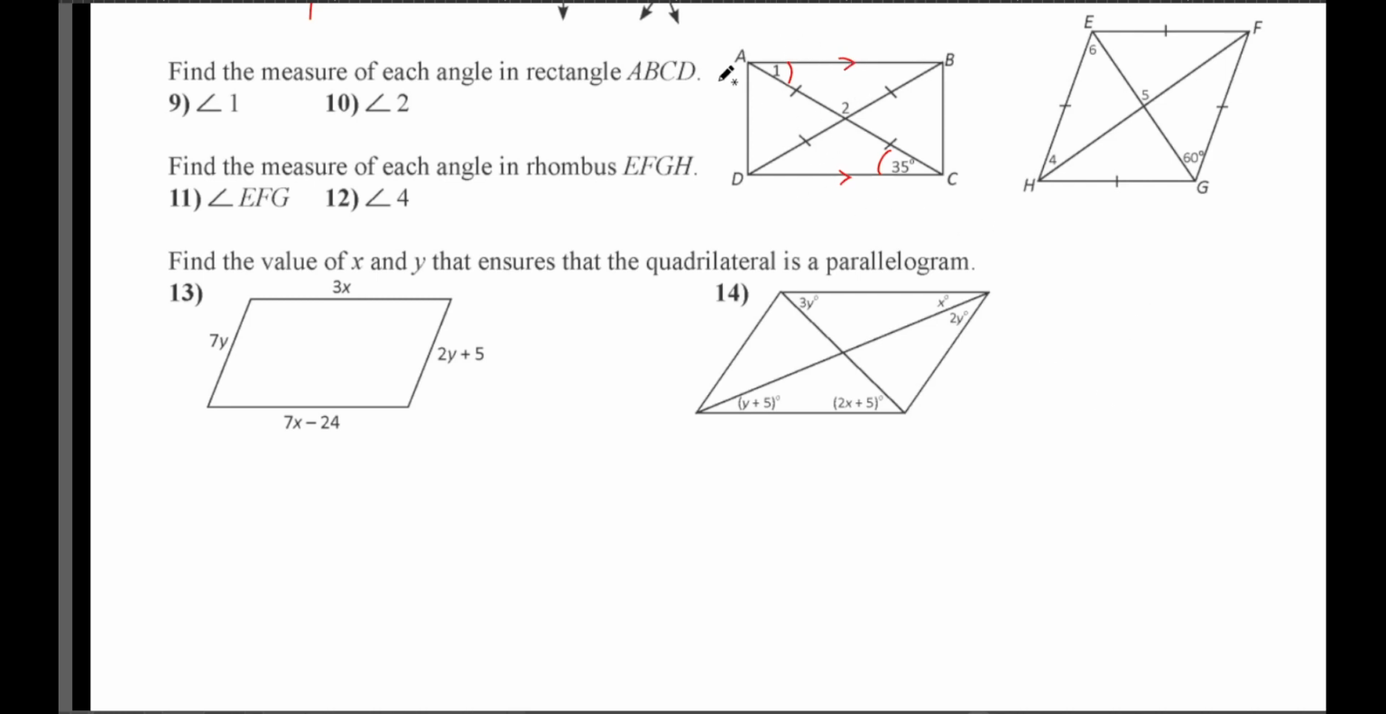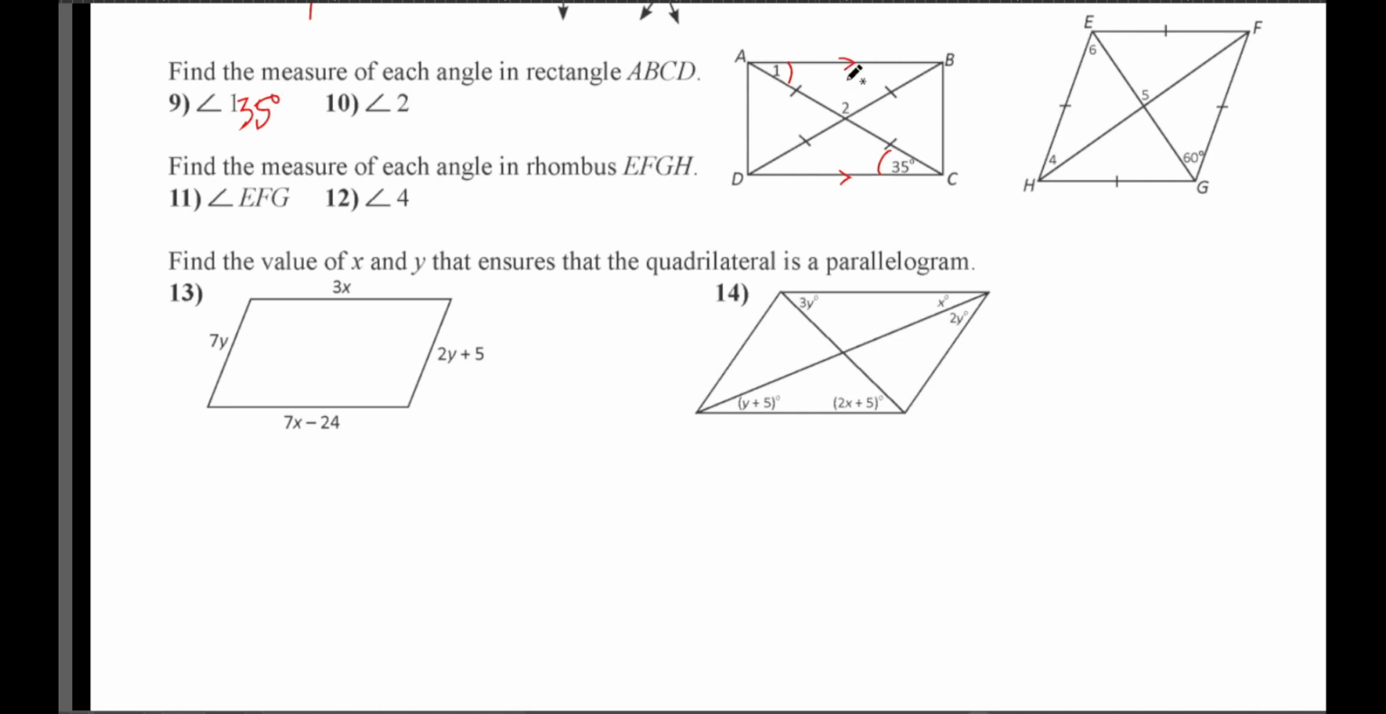Here are my two parallel lines. This AC is my transversal. What's true about angle 1 and 35? They're equal to each other. That's right. Okay, they're equal. That's all you do. Just say angle 1 is 35 degrees. Angle 2 is a little tougher, but watch.